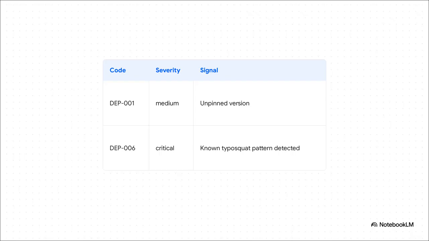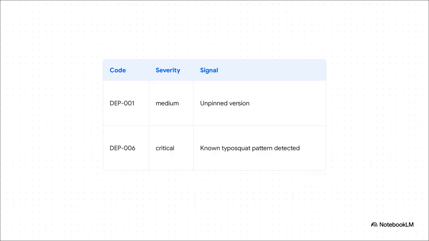So what kind of issues are we actually talking about here? Well, let's look at a couple of examples. Take DEP-001, an unpinned version. This is a medium risk, right? It means you've told your project, hey, just go grab the latest version of this package. Sounds harmless. But what if that latest version has a brand new, zero-day vulnerability in it? You just automatically pulled that risk right into your system without even knowing.